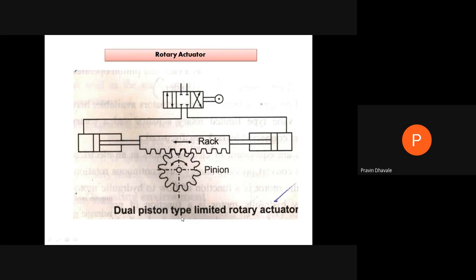Then the dual piston type limited rotary actuator. Here we may supply the air from this side. At that time, this piston will move towards the right hand side. So this pinion will be rotating in a clockwise direction.